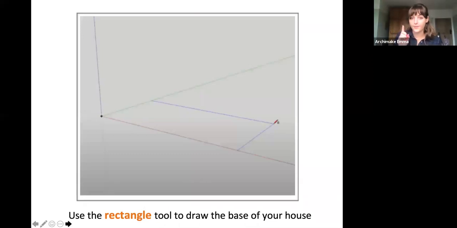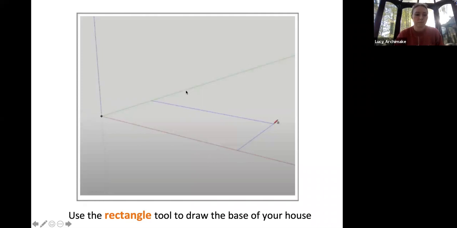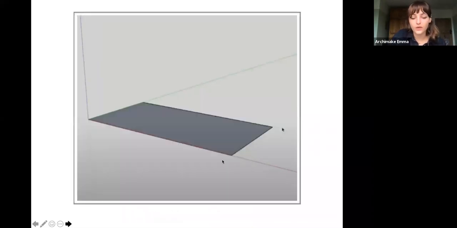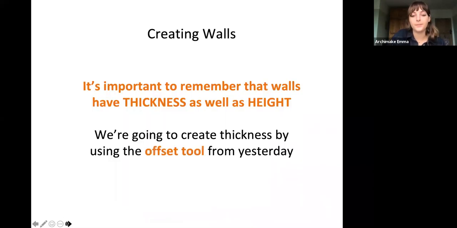So the first step in making a house is going to be to make a rectangle the size of your house. Okay, so that's fairly simple. You guys know how to use the rectangle tool. Try and put some measurements on it if you can, because a house should be pretty big. So you end up with a rectangle like that.